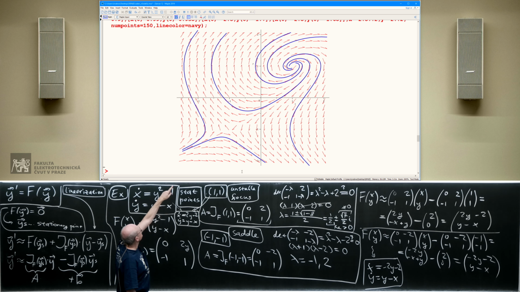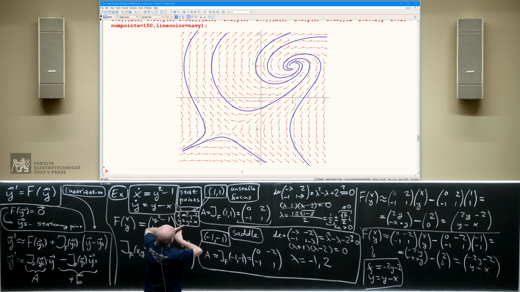And on the left, at (-1, -1), there is the saddle, and the solutions are going from the lower left corner, and they are sort of splitting. They are going around this saddle. They don't want to go there. Okay? So that's a very nice picture.